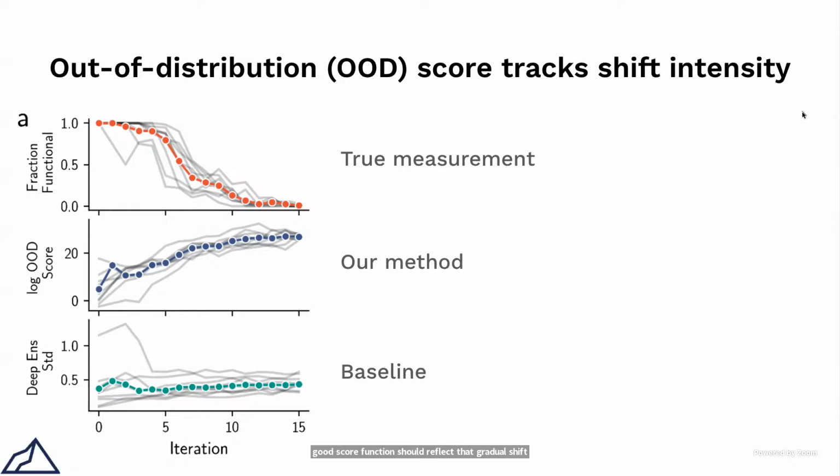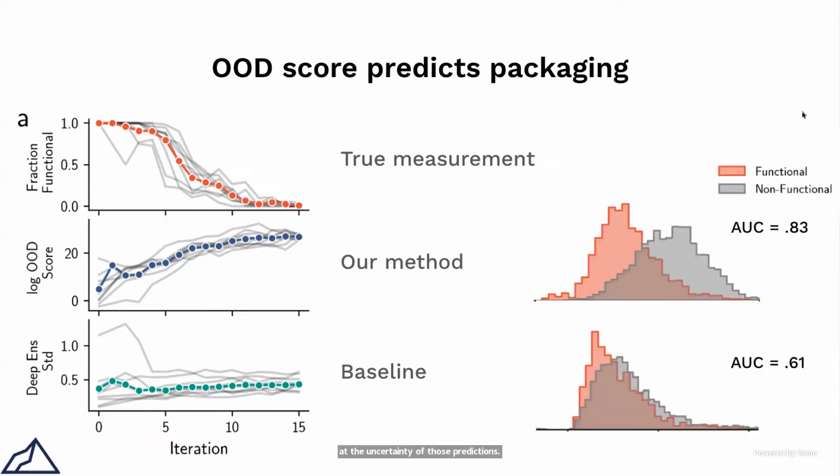In the second plot, I'm showing our method, what we're calling the log OOD score, does qualitatively follow this pattern. The OOD score gradually increases with shift intensity from 0 to 15. In contrast, we use a baseline here, which is considered the state of the art. It's a widely deployed method for uncertainty quantification that people use for selection, which is a deep ensemble standard deviation. You train, say, 5 deep neural network models with different random initializations, and you can look at the uncertainty of those predictions. And we see that those measurements are rather flat across the 15 steps.